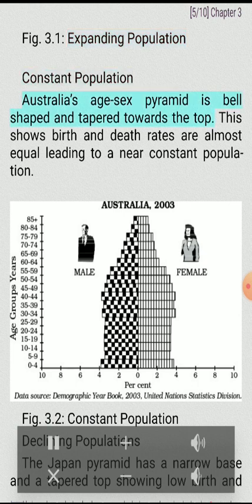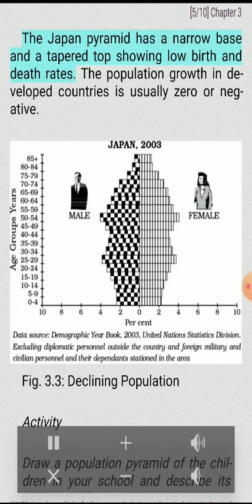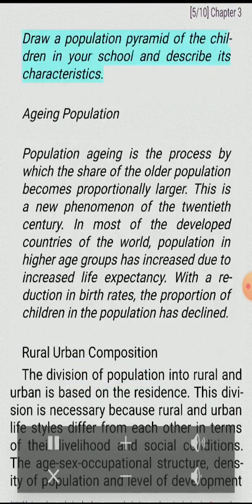Constant population. Australia's age-sex pyramid is bell-shaped and tapered towards the top. This shows birth and death rates are almost equal, leading to a near constant population. Fig. 3.2. Constant population. Declining populations. The Japan pyramid has a narrow base and a tapered top showing low birth and death rates. The population growth in developed countries is usually zero or negative. Fig. 3.3. Declining population.